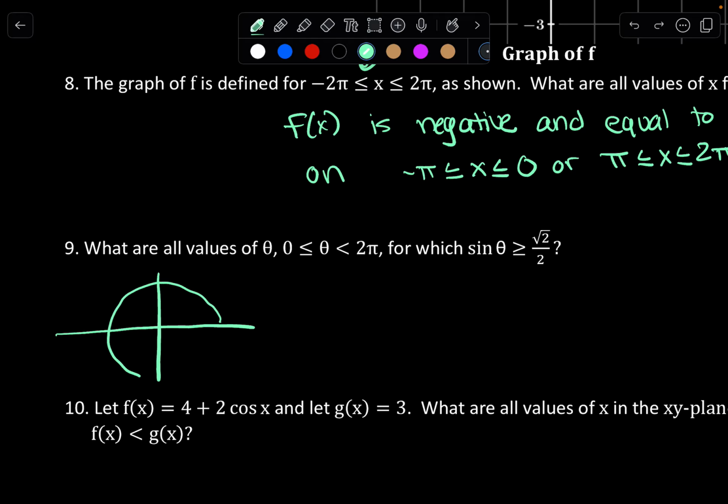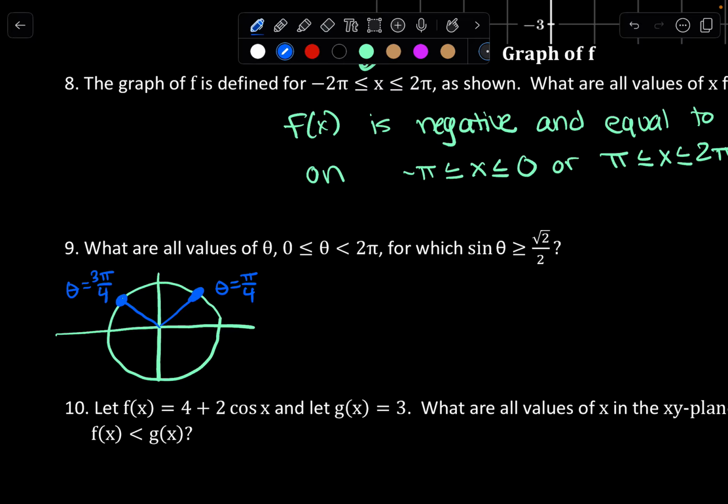Okay, and I want to talk about the two angles where sine is equal to square root of 2 over 2. And that's going to be, actually it's splitting them in half here and here. So in quadrant 1, this is going to be theta is equal to pi over 4. And then in quadrant 2, this is theta is equal to 3 pi over 4.